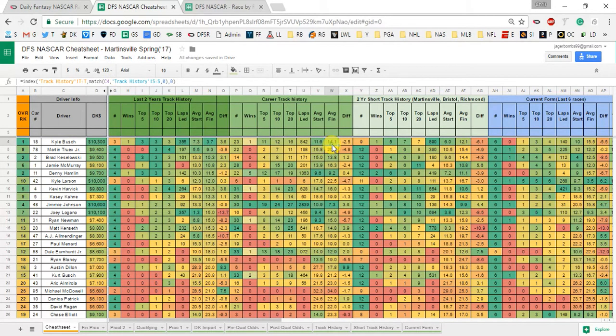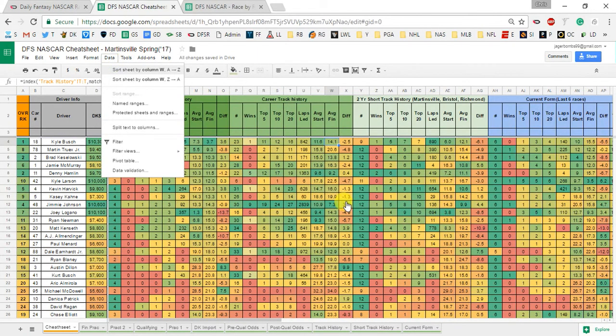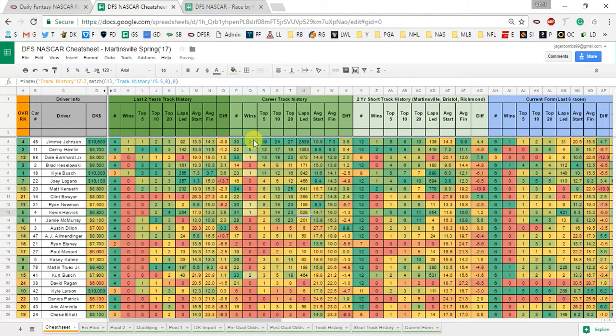Career track history, we'll sort it lowest to highest. Like I said, Jimmy Johnson's at the top. He's got nine wins, 24 top tens in 30 races. Just absolutely amazing. Right underneath him, we got Denny Hamlin. He's got five career wins here. He's had a little bit of a slow start to the year, so he might come in a little bit lower owned this week just because of that current form.